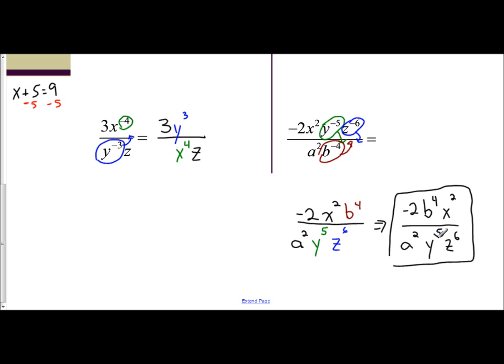So that's the negative exponent rule. It has nothing to do with the sign of the expression. It has to do with the position of the expression. If you see a negative, it means you have to move it to the other side and make it positive from there.